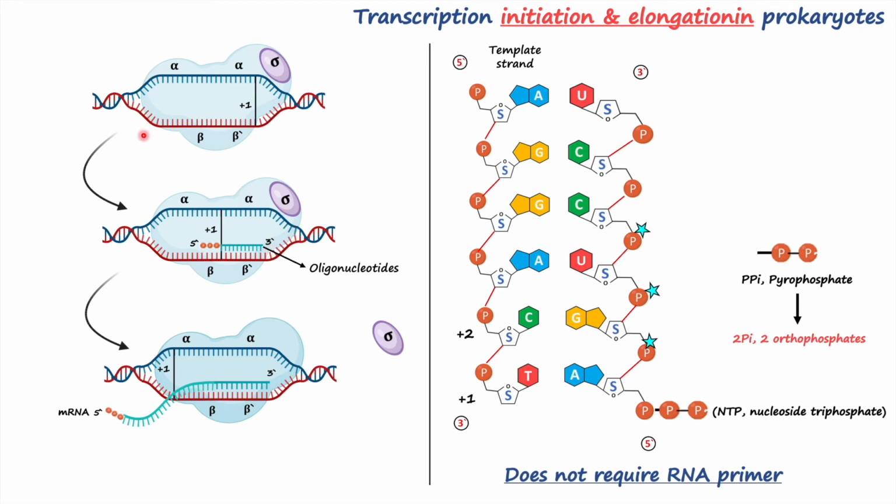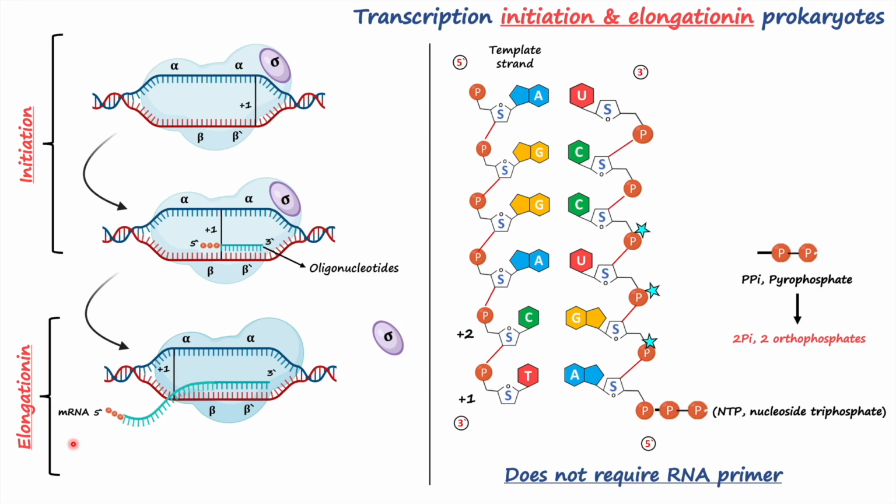So these first initial steps are called initiation steps in the transcription process. And once the oligonucleotides are formed, the sigma subunit is released, and then the RNA polymerase core enzyme synthesizes the remainder of the mRNA strand in a very highly processive manner. That means it elongates the remaining part of the mRNA strand, and therefore this is called the elongation process of transcription in prokaryotes. So now this is the transcription initiation and elongation in prokaryotes.